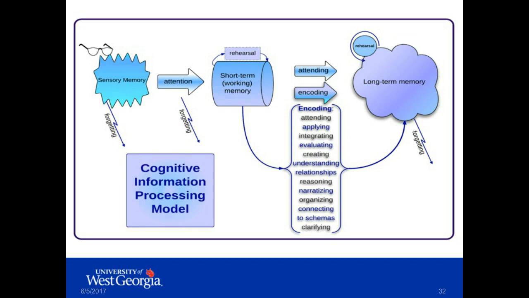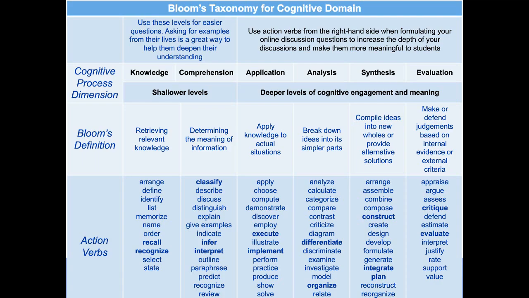But then to get it into long-term memory, we need to attend to the information. We need to encode it in some deep and meaningful way. And so we can do that in the online discussions by asking students to apply the information, to integrate it, evaluate it, to narratize what they're learning, to connect it to other things that they've learned before. And if those verbs look familiar to you, yes, they're from Bloom's taxonomy.